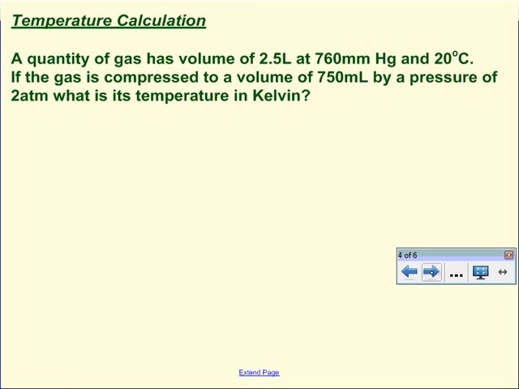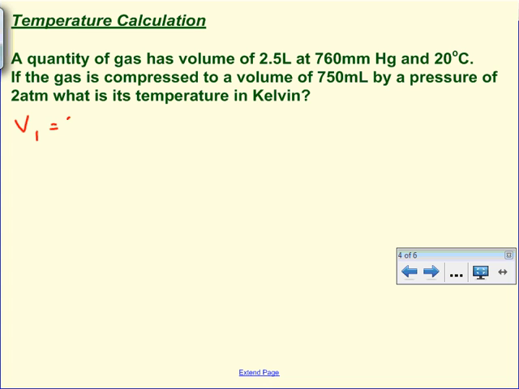We have a quantity of gas that has a volume of 2.5 liters at 760 millimeters of mercury and 20 degrees Celsius. If this gas is then compressed to a volume of 750 milliliters by a pressure of 2 atmospheres, what is the temperature in Kelvin? So right off the bat, I have all these different mixed units. So I'm going to first write down what I know.